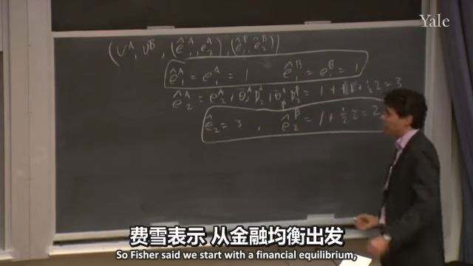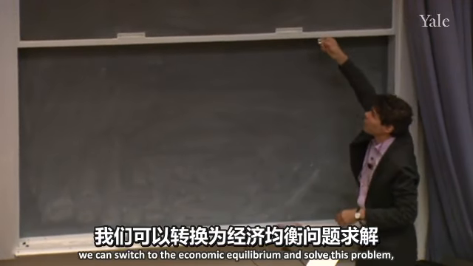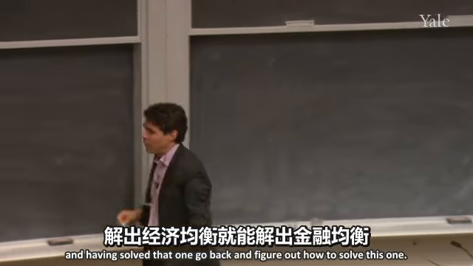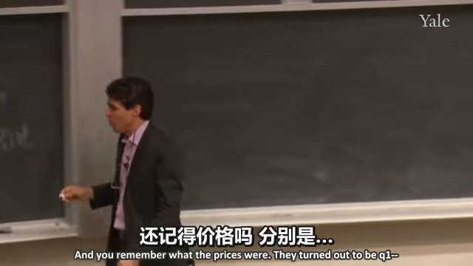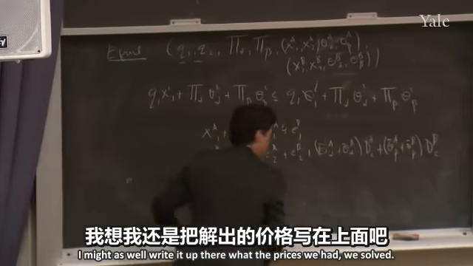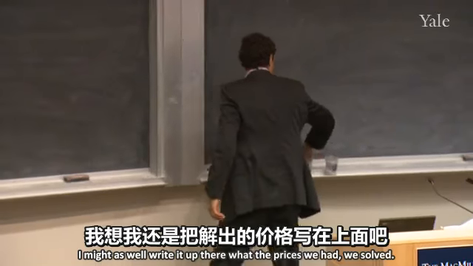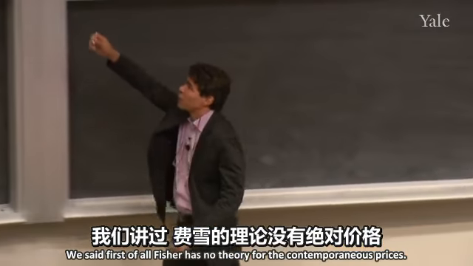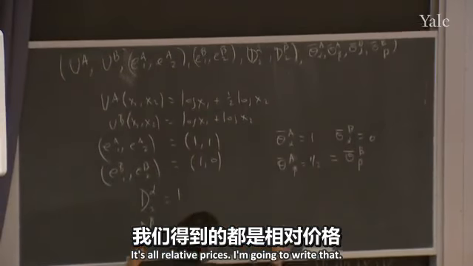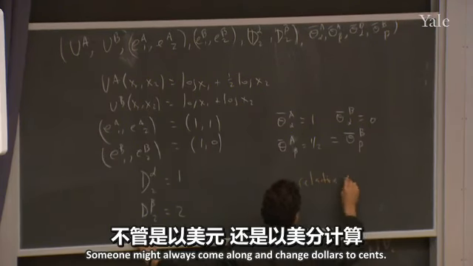Fisher said we start with a financial equilibrium, we can switch to the economic equilibrium and solve this problem, and having solved that one, go back and figure out how to solve this one. And you remember what the prices were. They turned out to be Q1, I might as well write it up there, what the prices we solved. We said, first of all, Fisher has no theory for the contemporaneous prices. It's all relative prices. Relative prices is all we can ever figure out.